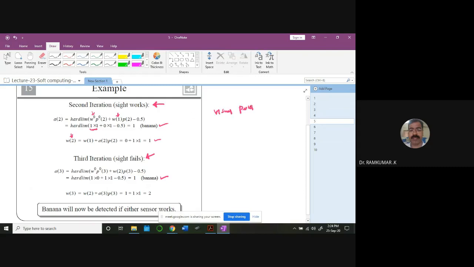Visually perceiving it. But in the next iteration, even though the sight fails, okay, as it has learned there is a banana based on the previous stage, and you have also updated the weights. Okay, the weight now is 1 for this W0, W1. This W1 becomes W2 now. It becomes 1 here. Now, because of that, I'm getting this. So, I'm getting the banana even though the sight has failed. Okay, can you see the logic behind it?